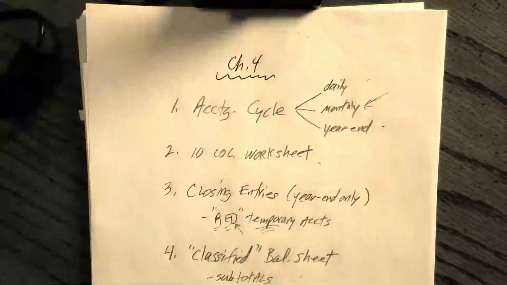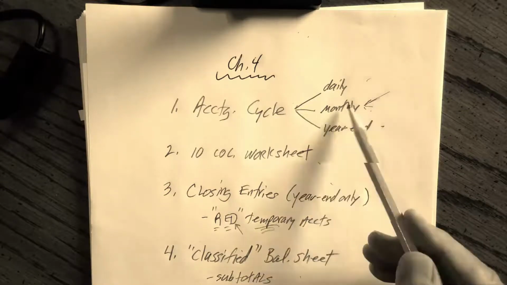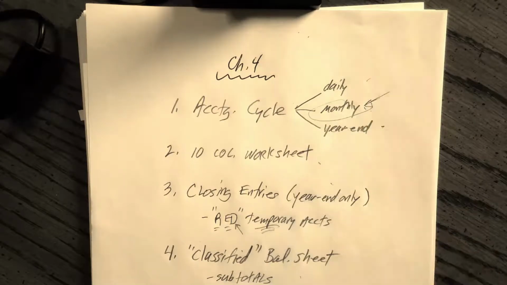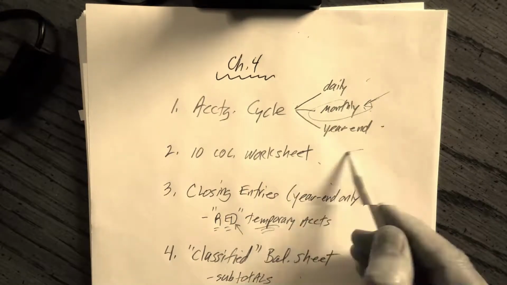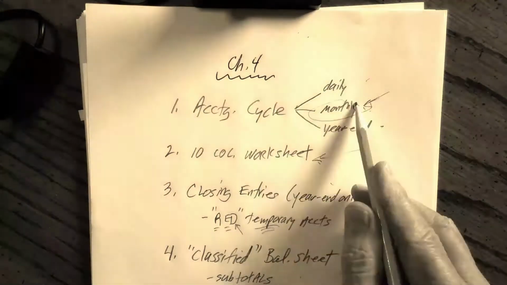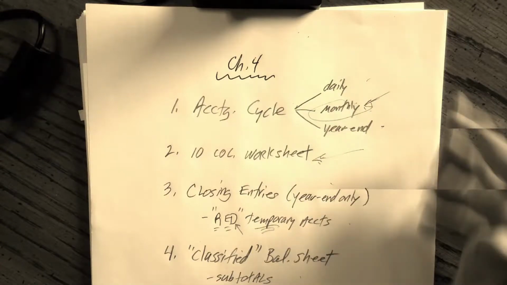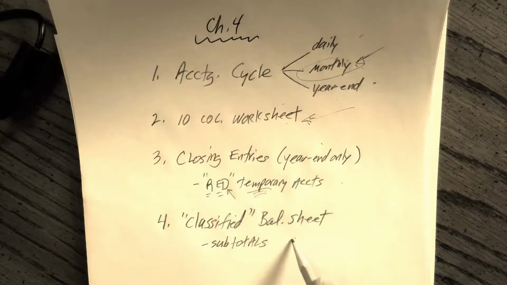So paying attention to these 4 learning objectives will help you focus in on key topics in Chapter 4, completing the accounting cycle, issuing financial statements monthly. The 10-column worksheet allows a user to develop these financial statements, closing entries only at year end, and the classified balance sheet comes in terms of an analysis after the fact, presenting information in a more meaningful format for readers of financial statements. Key subtotals.